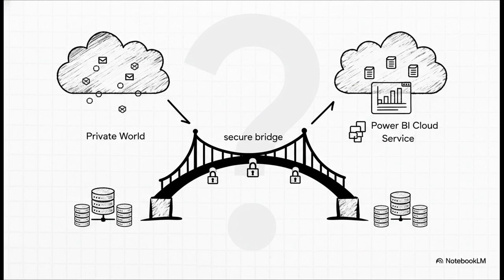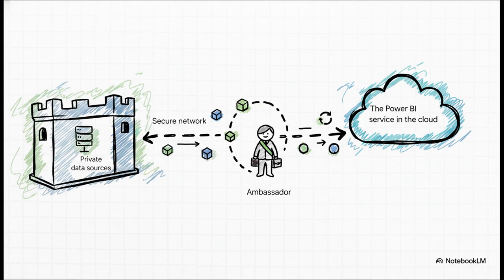Well, to understand that, we have to look at the piece of technology that acts as the secure bridge between your private network and the Power BI cloud service. Let me introduce you to the on-premises data gateway. Its entire job is to sit inside your secure network, talk to your private data sources, and then safely shuttle data back and forth with the Power BI service in the cloud. Think of it as your data's personal ambassador to the outside world.